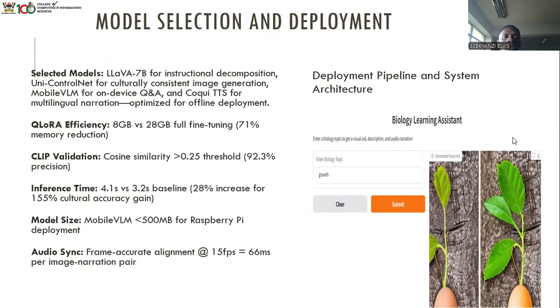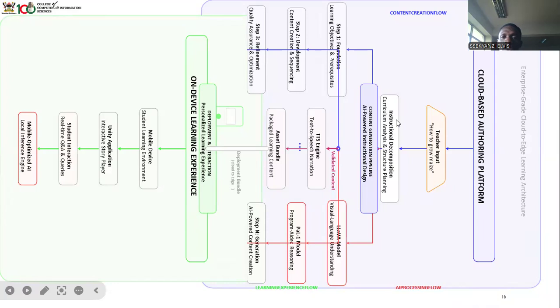So this is our architecture. As I spoke earlier, this is a two-phase architecture where we have the cloud-based authoring and the on-device learning. Under cloud-based authoring, a teacher's prompt is decomposed into a number of steps. Then those steps go to models such as LLaVA, the Large Language and Vision Assistant, images are created for each of the steps, and these are converted into a narrative visual story.